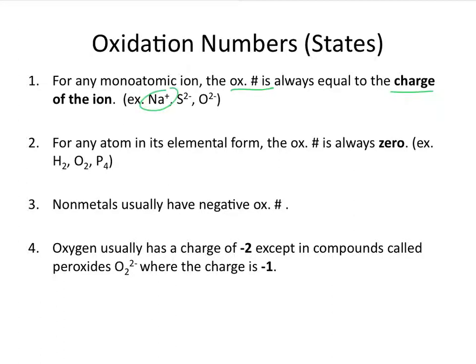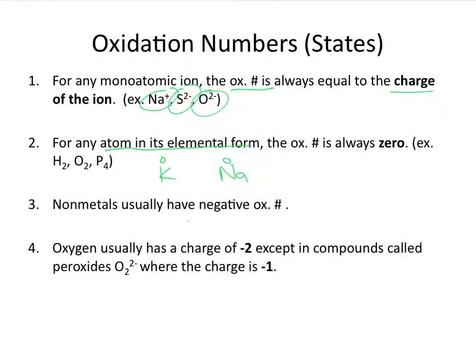So the examples that we have here, the sodium, sulfur, and oxygen ions, they each have a specific charge. That specific charge corresponds to their oxidation numbers. Now, for any atom that's in its elemental form, the oxidation number for that specific element is always going to be 0. Okay, so if I just had potassium by itself, or if I had sodium by itself, each one of these is in its natural elemental state, so their oxidation numbers would be 0.